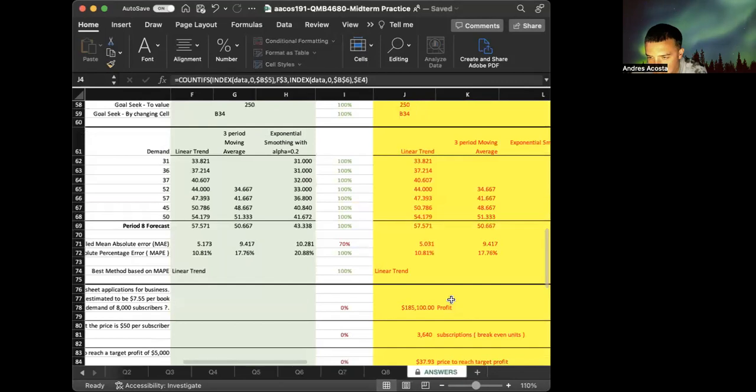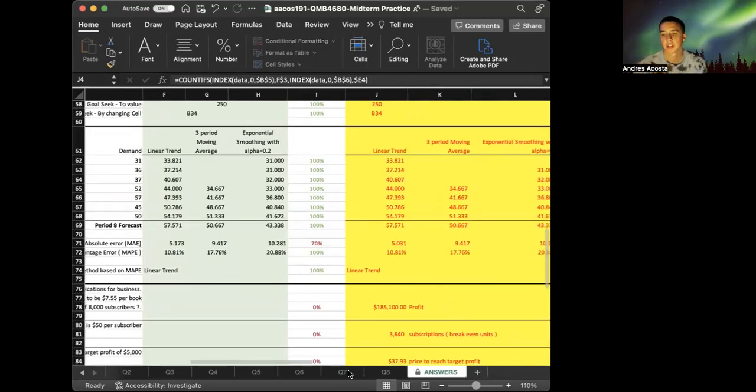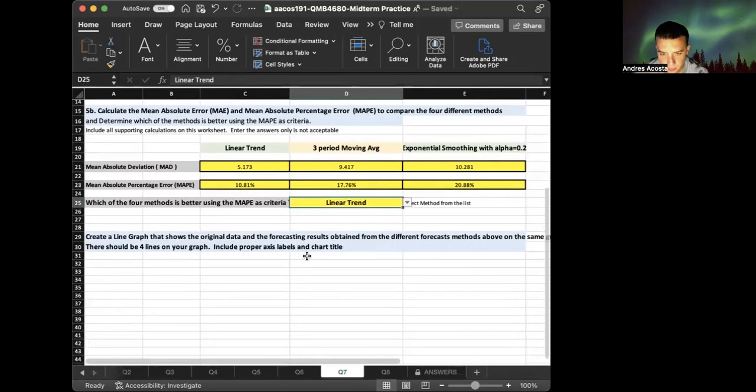Let's see if that is right. And yes, it is linear trend. Perfect. Now it says to create a line. Now we're gonna go here.